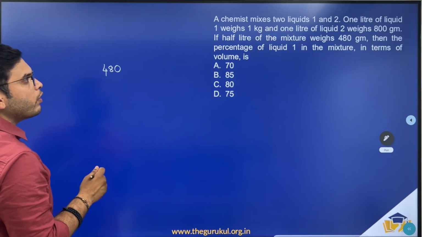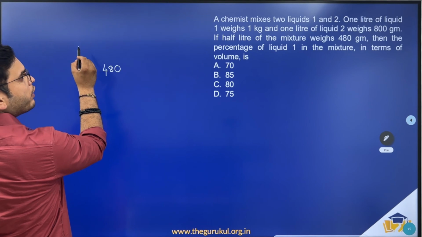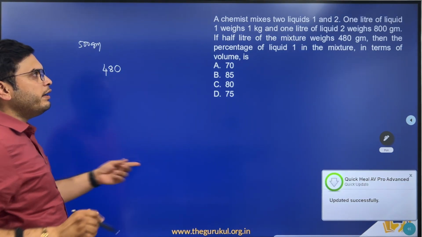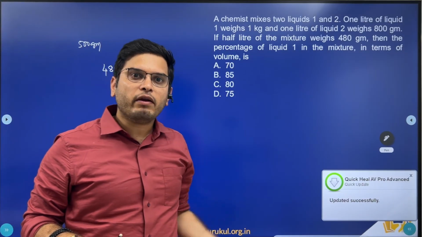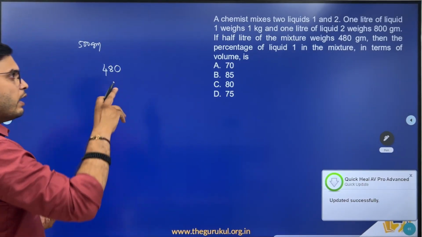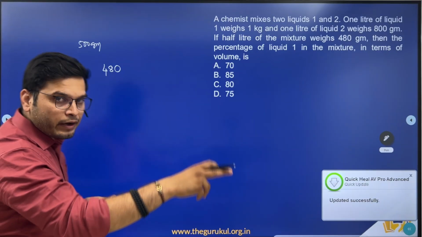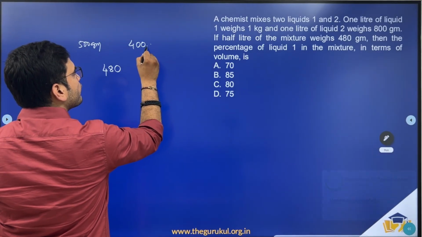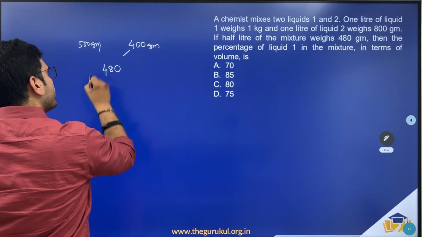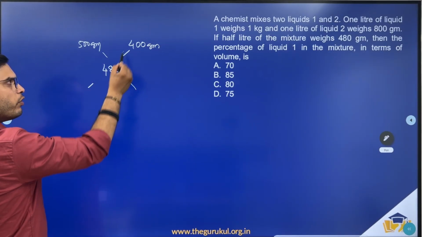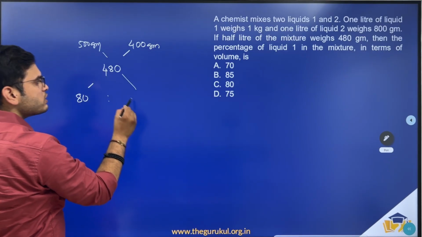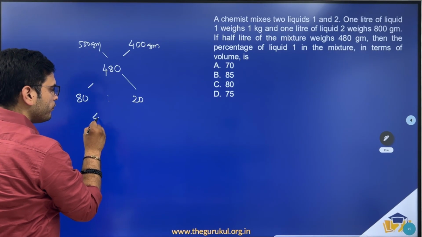So half liter of liquid 1 will be weighing 500 grams. Right. So if 1 liter weighs 1 kg, half liter will be weighing 500 grams. Now similarly, if 1 liter of liquid 2 weighs 800 grams, half liter would be weighing 400 grams. Right. Now using alligations, the ratio will be 480 minus 400, 80 is to 500 minus 480, 20. So 4 is to 1.